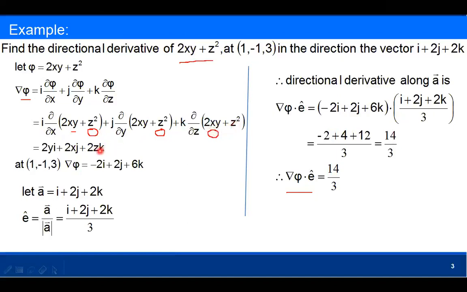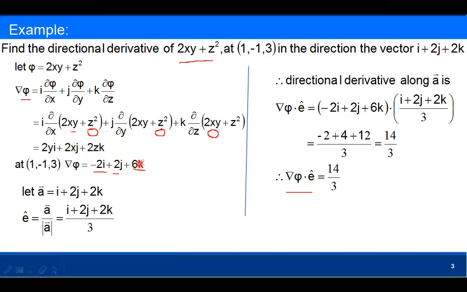Now we have to find this del phi at the given point 1, minus 1, 3. So put x equal to 1, y equal to minus 1 and z equal to 3. Put x equal to 1: 2 into 1, that is 2j. Put y equal to minus 1: 2 into minus 1, that is minus 2i. Plus z value is 3, so 2 into 3 is 6k. Now this is del phi at the given point 1, minus 1, 3.